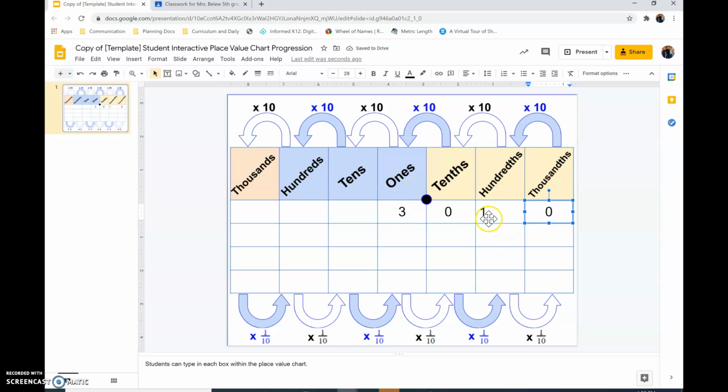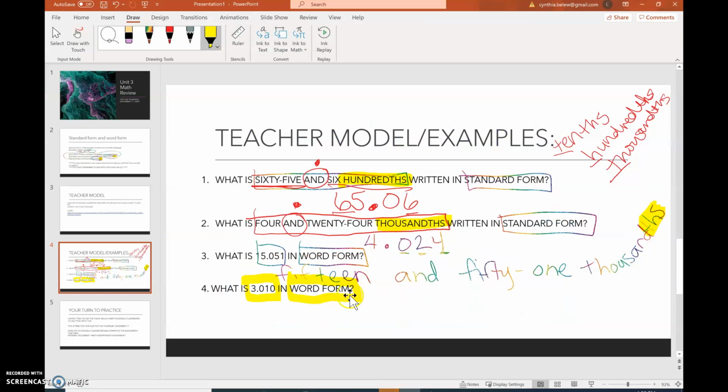3 and I'm going to say the number 10. Then I'm going to look at the place value. Thousandths. 3 and 10 thousandths. So I'm going to go back and I'm going to write it in. 3 and 10 thousandths. I know it's a thousandths because 1, I use my place value chart, and 2, it's 3 digits after the decimal. So it's tenths, hundredths, thousandths.